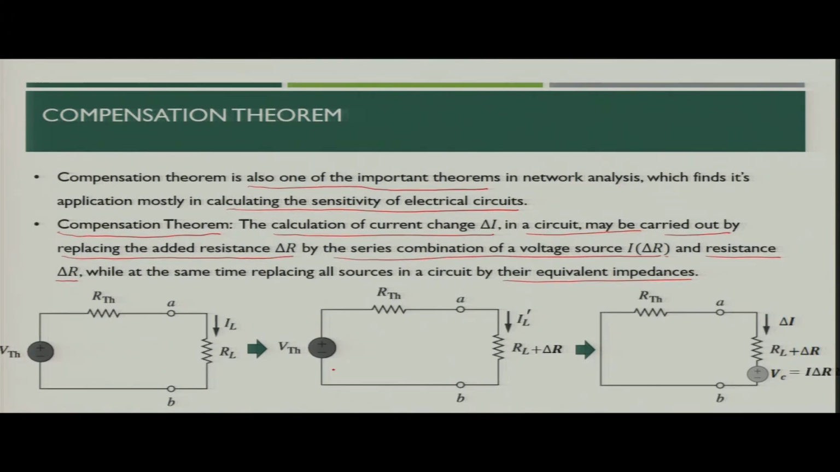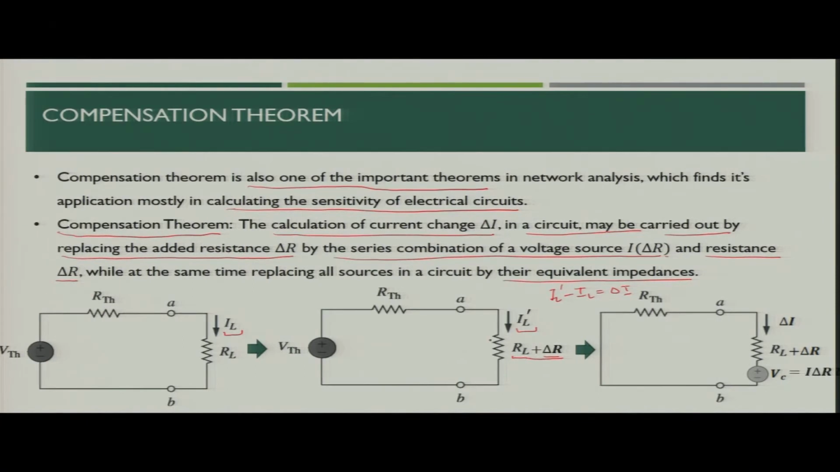Now, suppose there is a change in the value of load RL by delta R. So, what will happen in that case? The updated value of the resistance, that is RL plus delta R, will cause a change in the load current. So, now earlier the load current was IL, it has become IL dash. So, IL dash minus IL is nothing but equal to delta I.